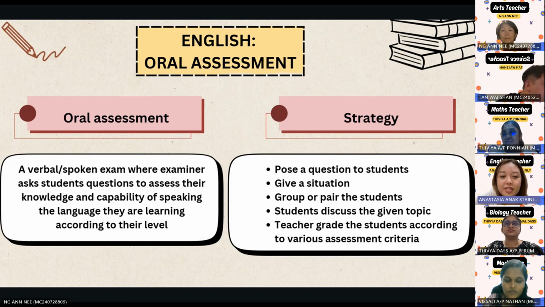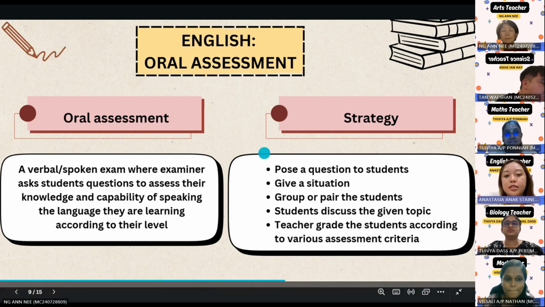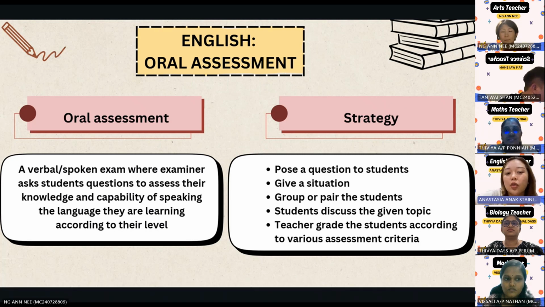Okay, thank you, Miss Visali. So I will choose an oral assessment, which is a verbal or spoken exam where the examiner asks students questions to assess their knowledge and capability of speaking the language they are learning, according to the level. It's exactly like MUET, and right now Form 4 and Form 5 students already do the oral assessment too.